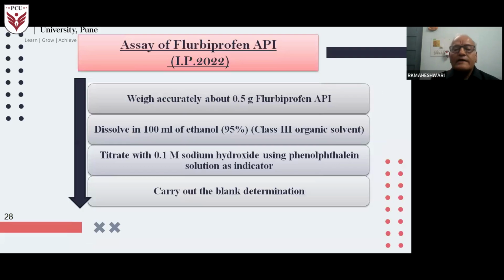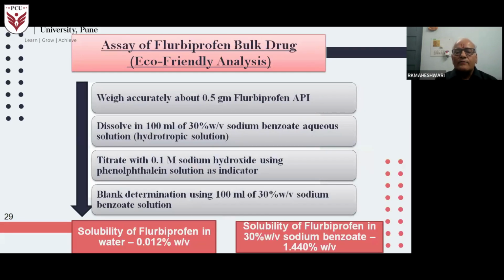Now, another example is that of flurbiprofen API, similar to this. For the IPBP method, flurbiprofen is dissolved with the help of ethanol solvent, as you are seeing in your slide. And then NaOH is used for its titration analysis. What I have done is estimate this by the titration method using 30% sodium benzoate solution. So by sodium benzoate solution, I have replaced ethanol.